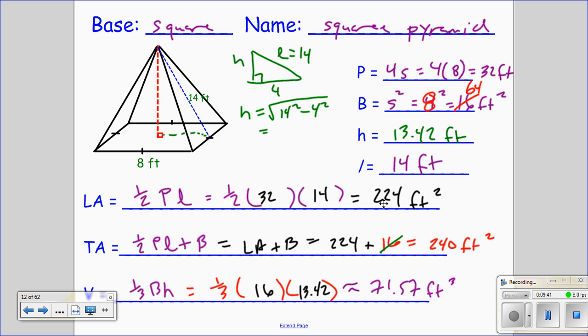So my total area is 224 plus 64. So that means, excuse me, it'll be 288 feet squared. And then I need to change this to 64 and recalculate my volume.